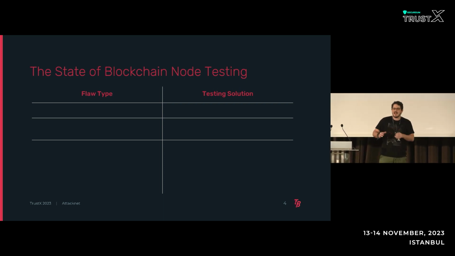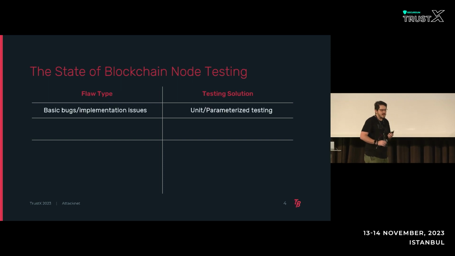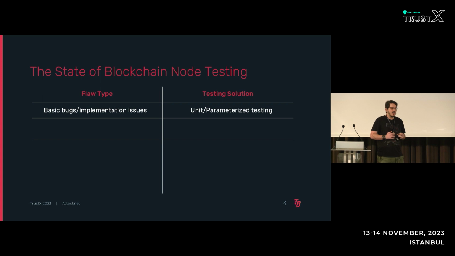This is going to echo some things from the previous talk. Blockchain nodes are very similar to a Web 2 backend. They're going to have basic bugs and implementation flaws, and the normal way to handle that is, you guessed it, unit tests, parameterized tests, different types of tests that you write.